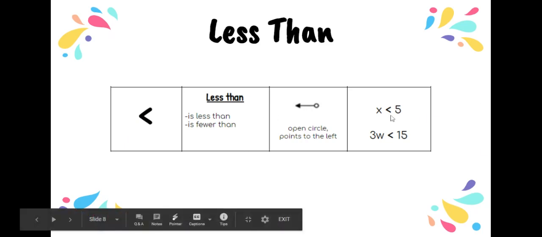Here are some examples. x is less than 5. 3w is less than 15.